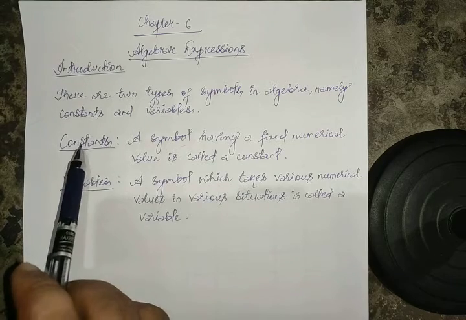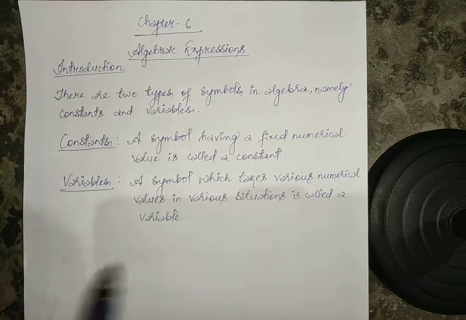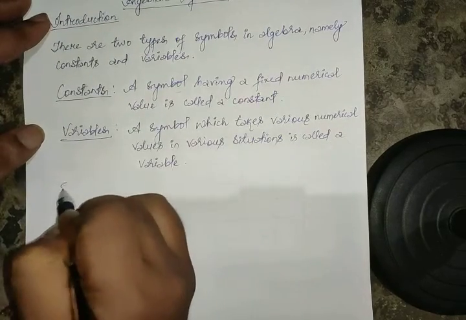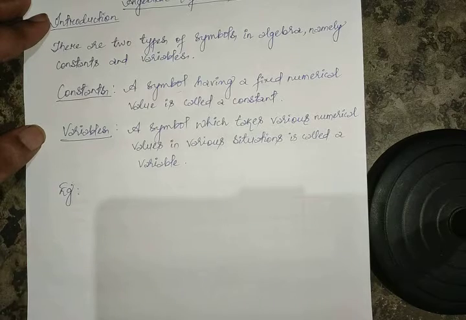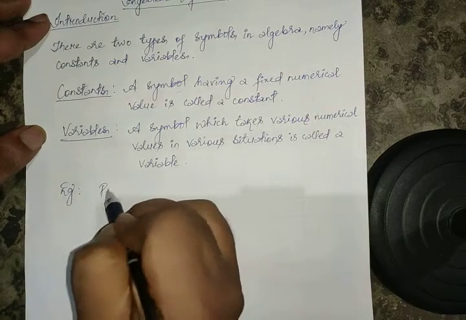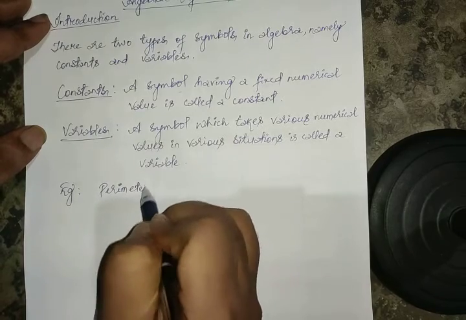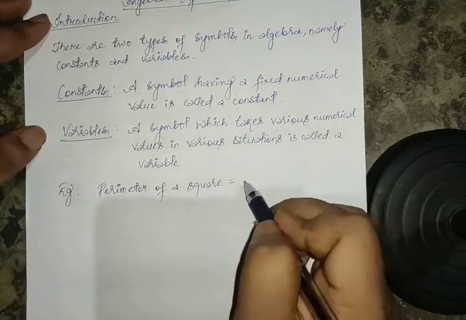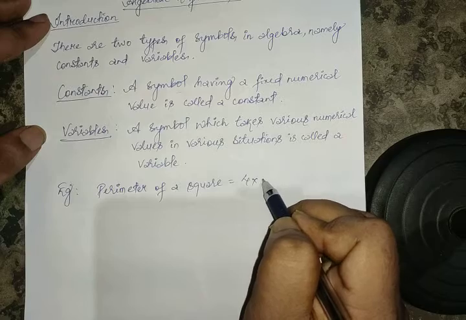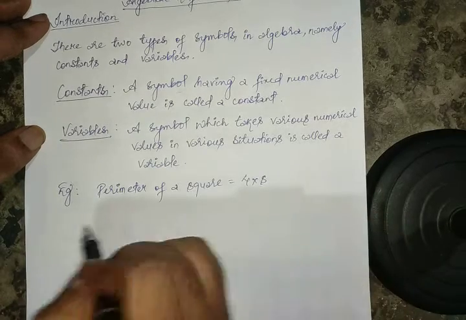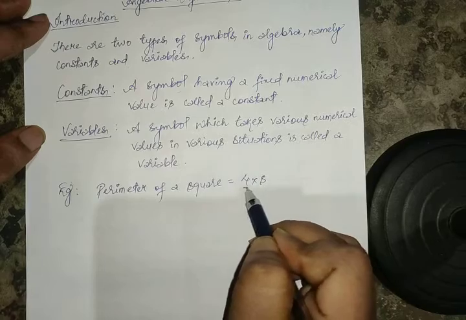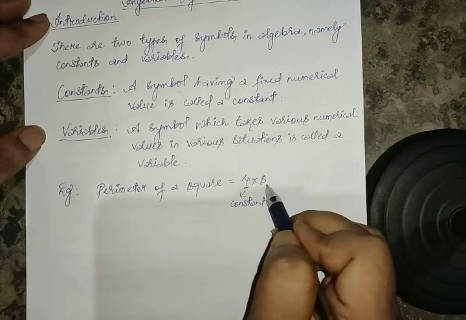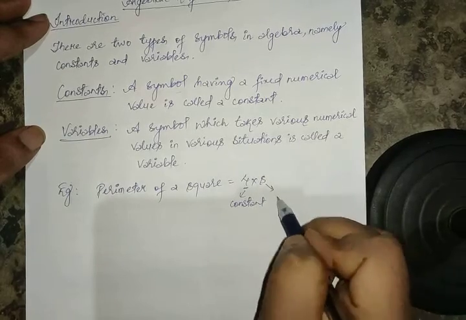Now let us understand constants and variables with the help of an example. Let us take an example of the perimeter of a square. The formula for the perimeter of a square is 4 into side, right? So let us denote the side by s. So here this number 4 is called a constant, and this s is called a variable.